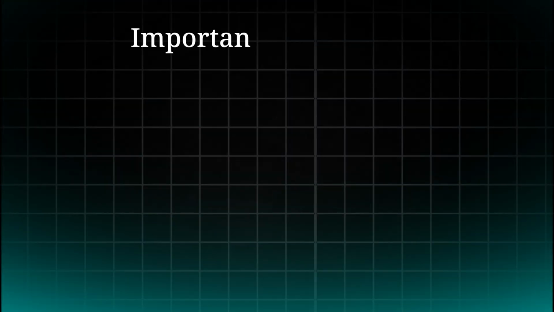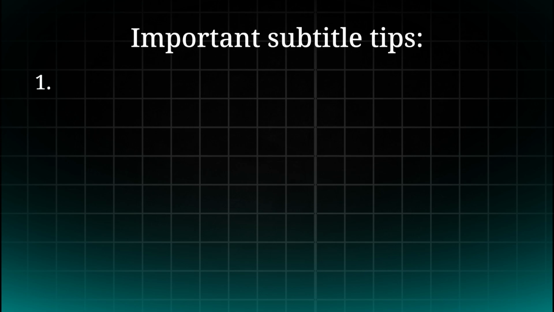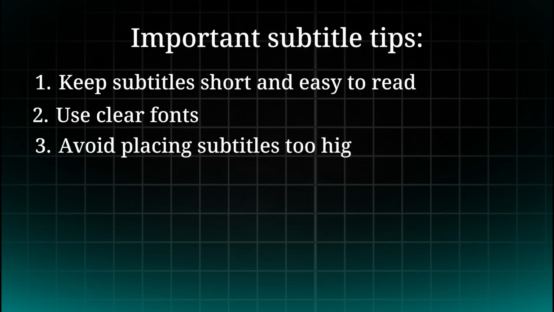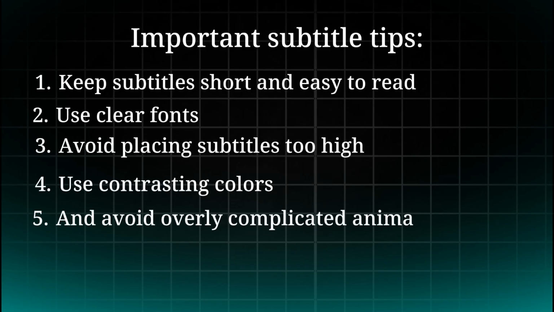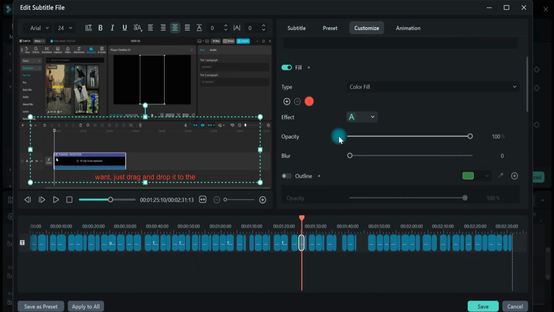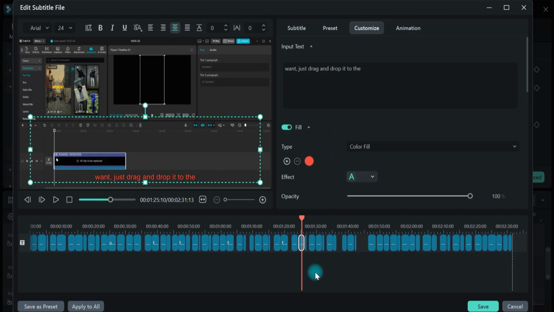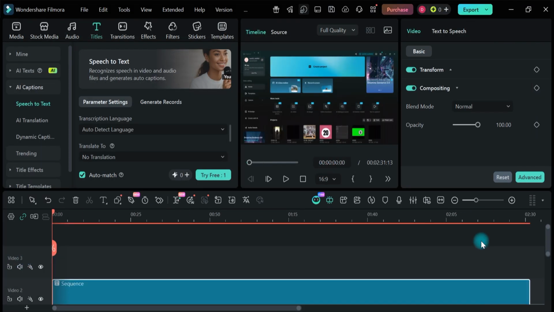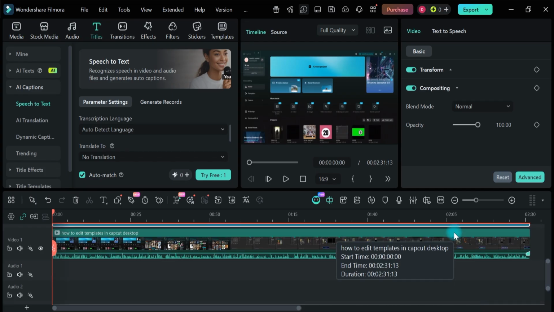Now, here are some important subtitle tips. Keep subtitles short and easy to read. Use clear fonts. Avoid placing subtitles too high. Use contrasting colors. And avoid overly complicated animations, because readability is more important than flashy effects. So, now that we've covered text, titles, and subtitles, let's move on to effects, filters, transitions, and color grading inside Filmora Video Editor.